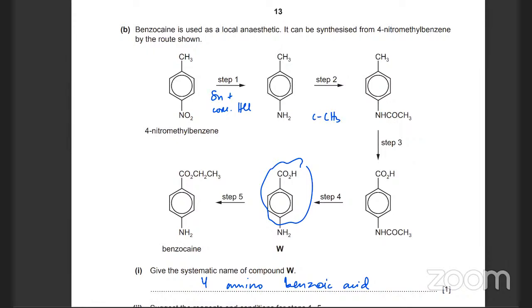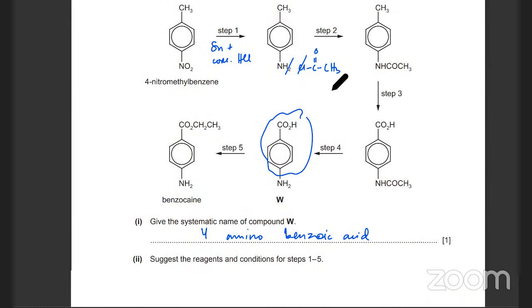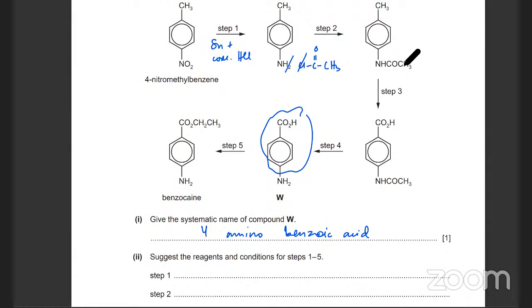It's going to be CH3, C double bond O, and Cl. The Cl and the H are going to be knocked out and they're going to form an amide. So all you need is an acyl chloride for that. And then what happens next?